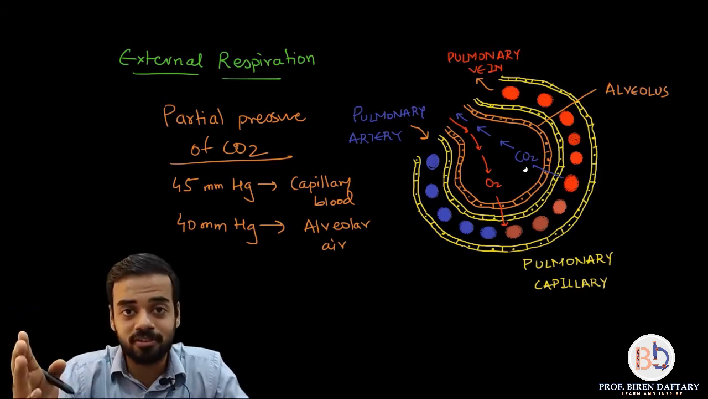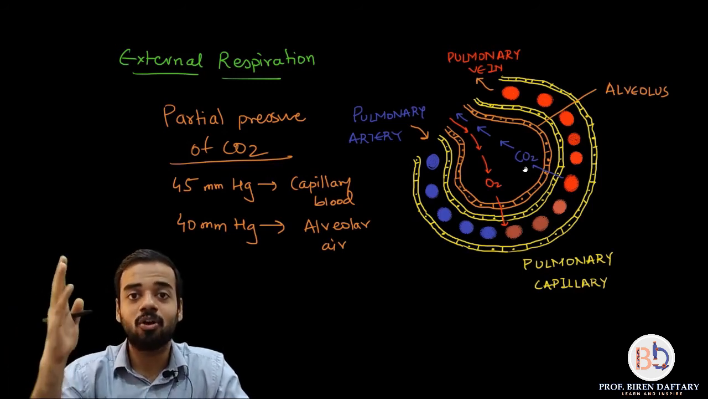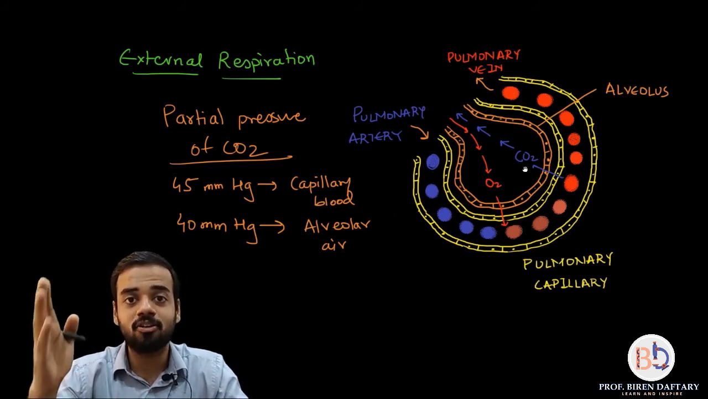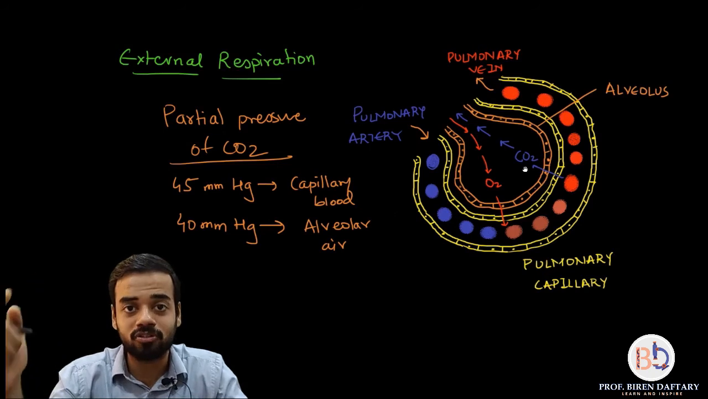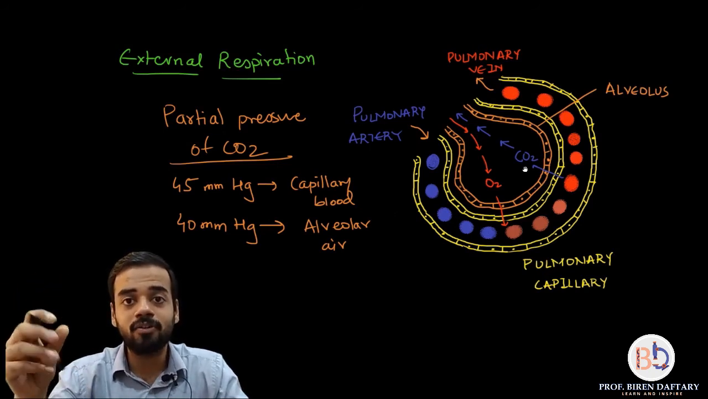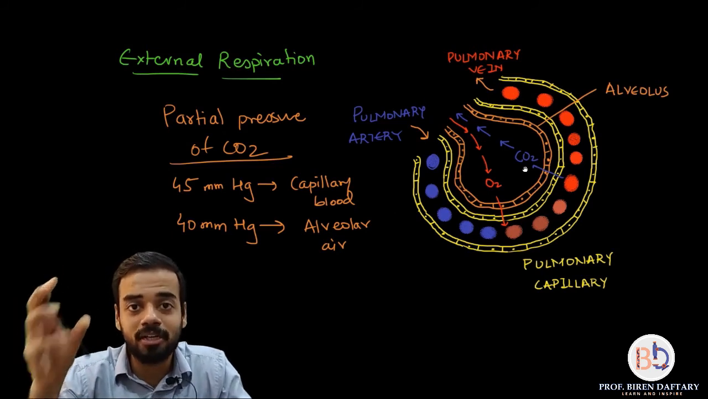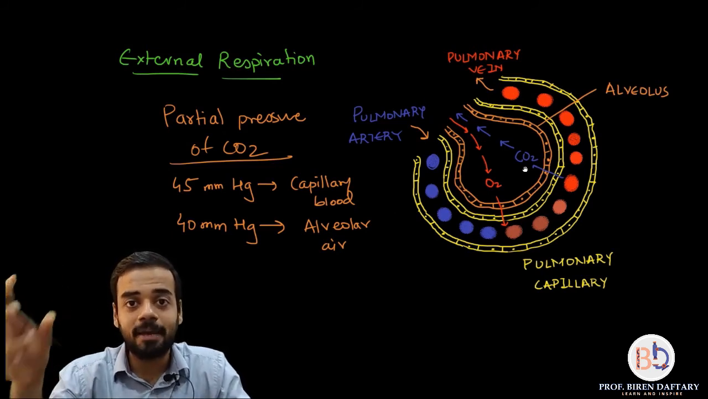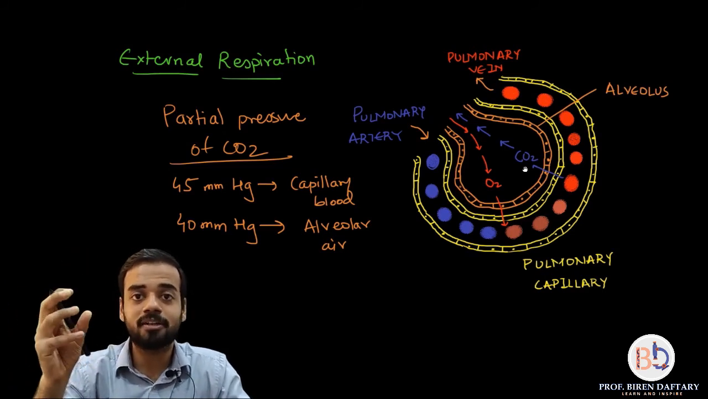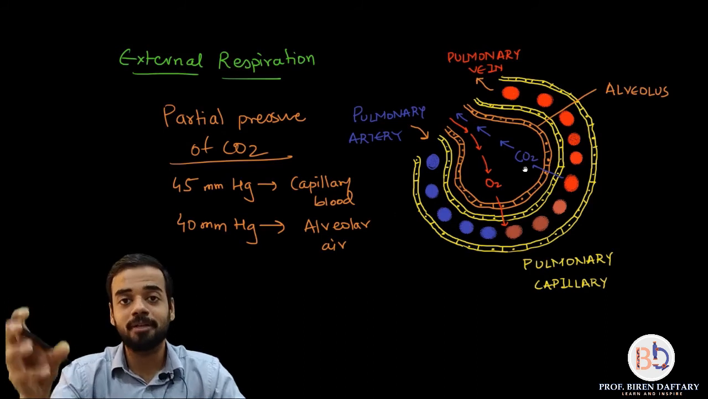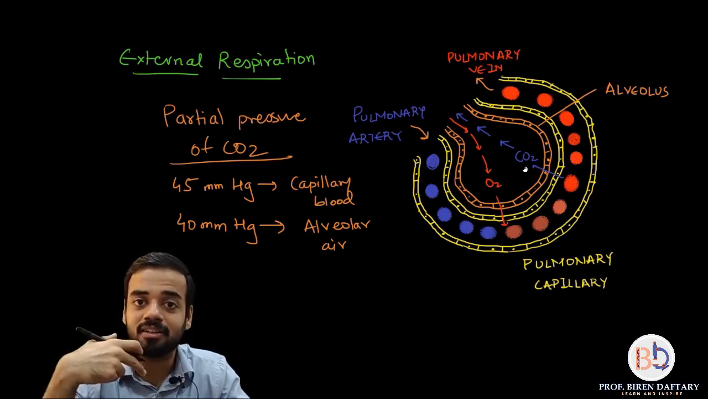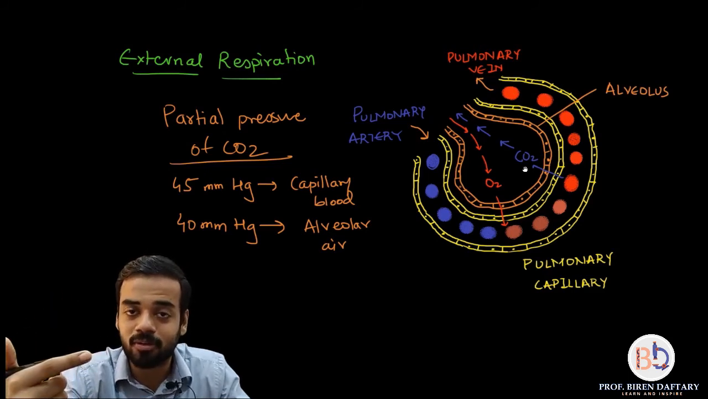So you have to remember these values. Remember the partial pressures of oxygen. Alveolar oxygen has a pressure of 104 millimeters of mercury. Capillary oxygen has 40 millimeters. So oxygen goes from alveolus to blood capillaries. Alveolar carbon dioxide has 40 millimeters of mercury pressure. Capillary carbon dioxide has 45. So 45 to 40 will be the transfer. So carbon dioxide goes from capillary blood to alveolus. Now is this clear why oxygen is taken into the blood and carbon dioxide is removed from the blood?